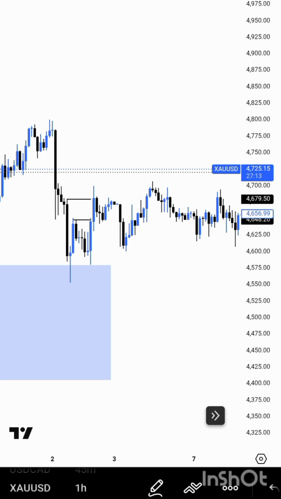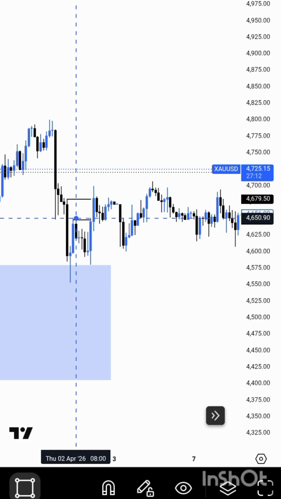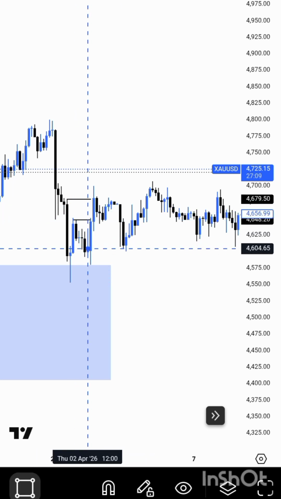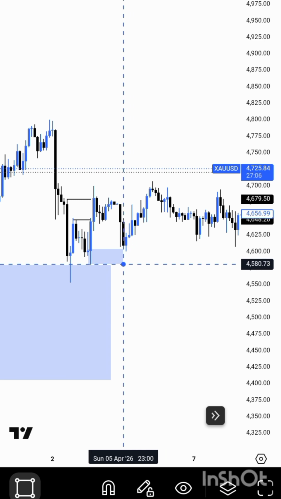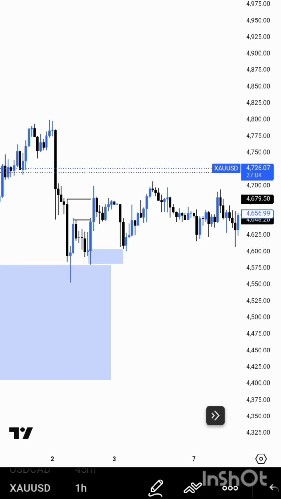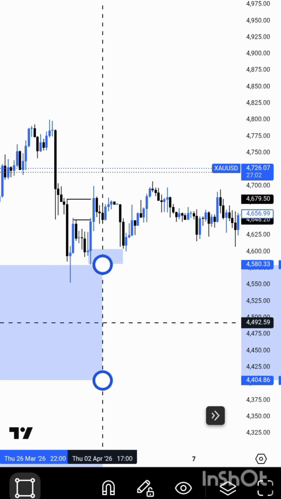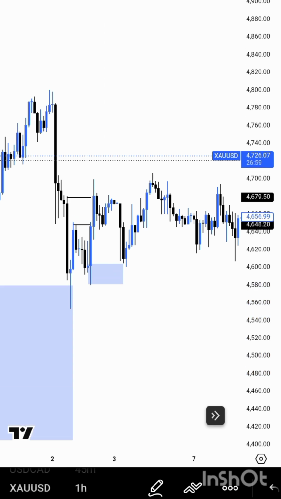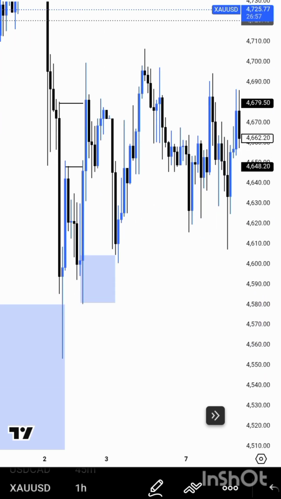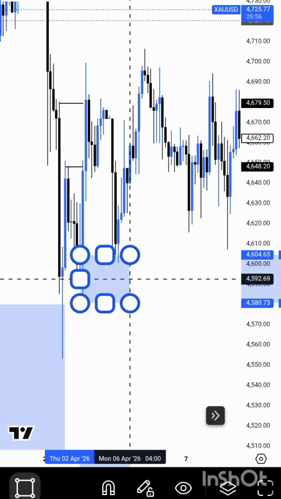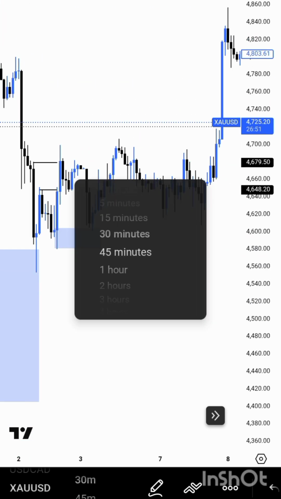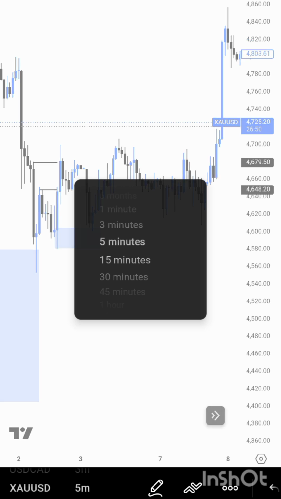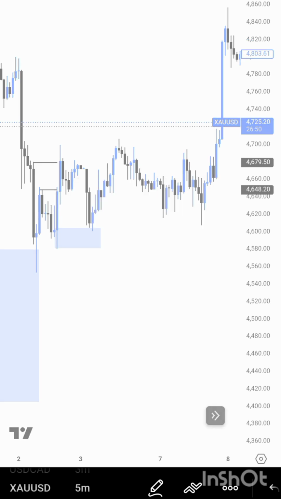Right here we can see that price broke the high, and then we have an order block right here on the 1 hour time frame. So we want to go to the 5-minute time frame once we get a touch on that zone. So right here we want to go to the 5-minute time frame and look for confirmation.